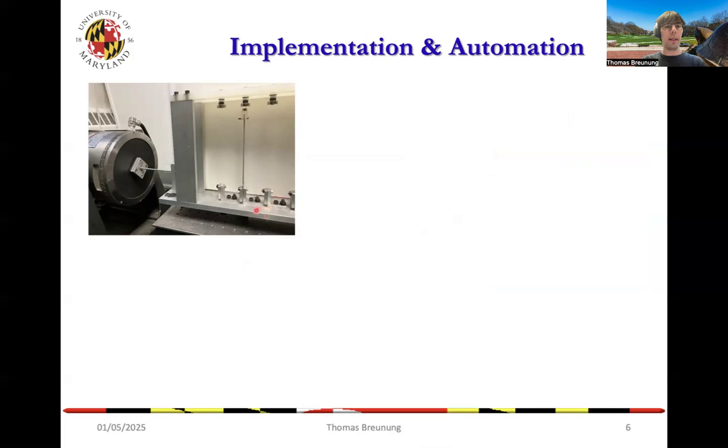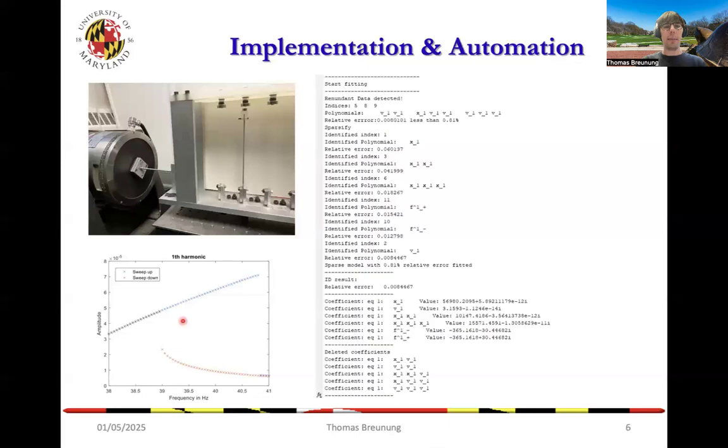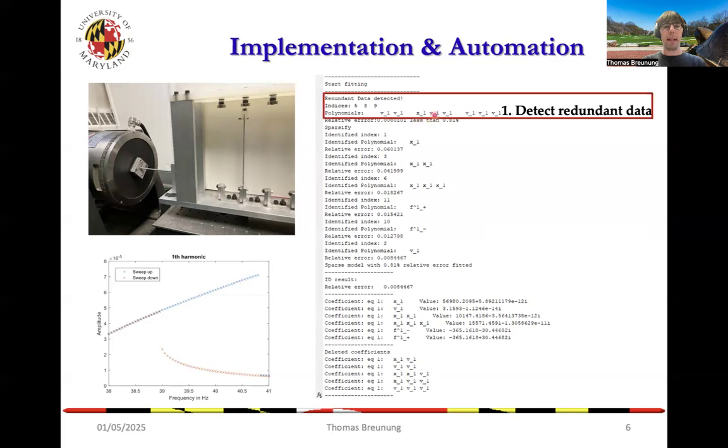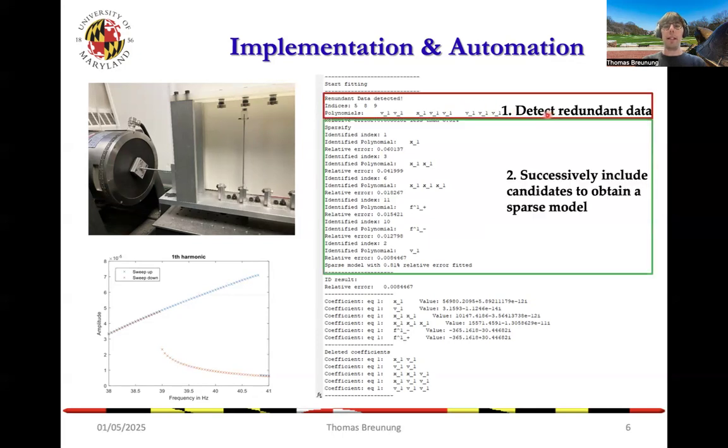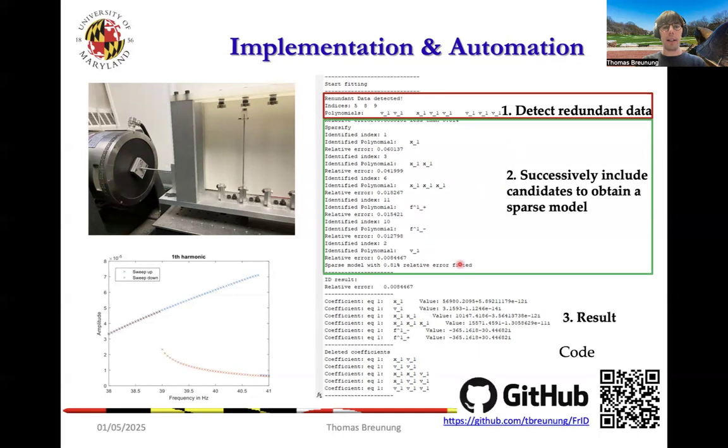So here this is a demonstration. This is the shaker experiment. We obtain this kind of measurement, and then this is an exemplary output of our code. In the beginning, we delete redundant data. In the second term, we successively include coefficients to build a more and more sophisticated model. And after we reach some predefined tolerance, we end up with a final model. So this is the result here.